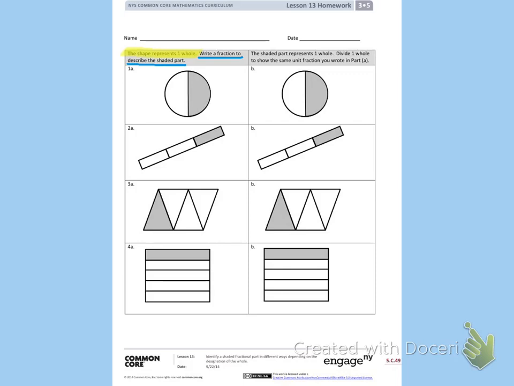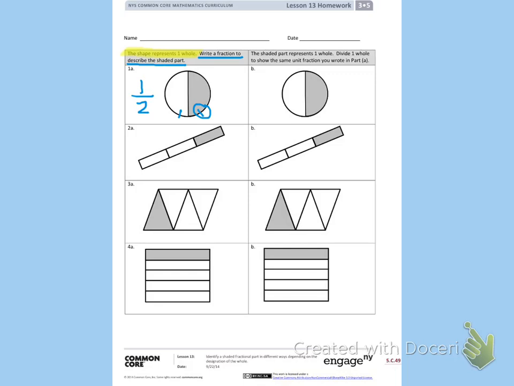This means that the circle itself is the whole shape. The part that is shaded is part of the whole. As you can see, there are 2 parts to the whole. So I'll put a 2 on the bottom part of the fraction. And as you can see, there is only one part that is shaded. 1 out of the 2 pieces is shaded, or 1/2 is shaded.